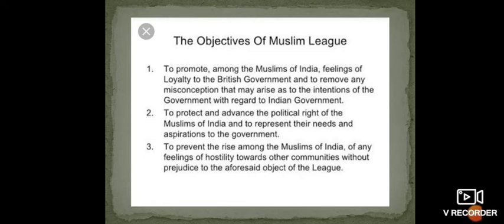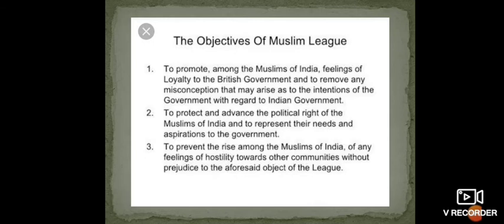Point number one is to promote among the Muslims of India a feeling of loyalty to the British government, and to remove any misconception that may arise as to the intention of the government with regard to Indian government. So that is the first objective of the Muslim League, followed by to protect and advance the political rights of the Muslims of India and to represent their needs and aspirations to the government. So that is the second point.